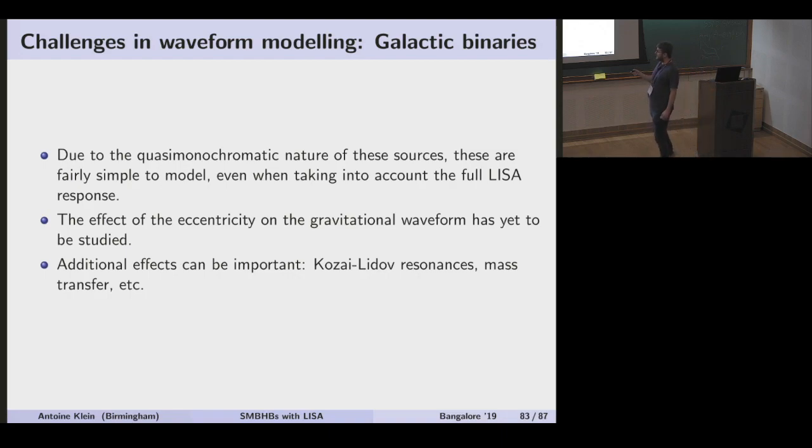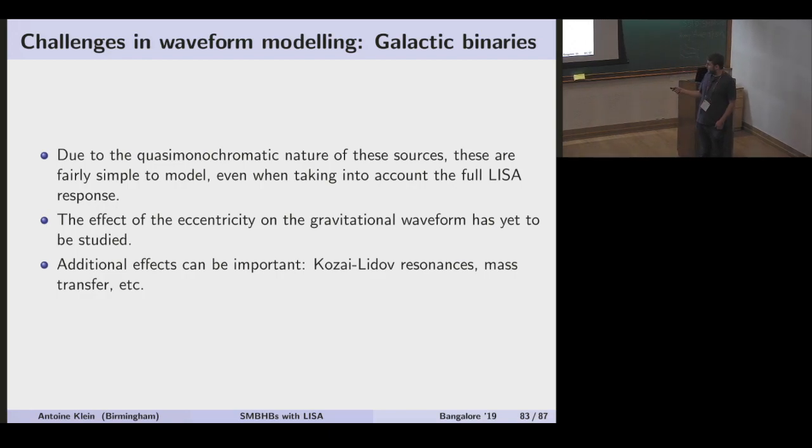So these can be eccentric, and if you have an eccentricity, you will have different harmonics present in your data. And if you can correlate those harmonics together, then you can identify an eccentric system and measure its eccentricity. But that has to be studied more carefully.